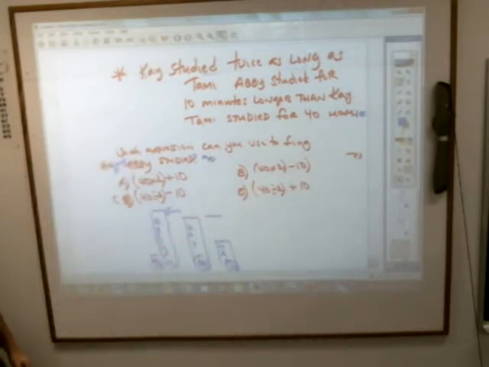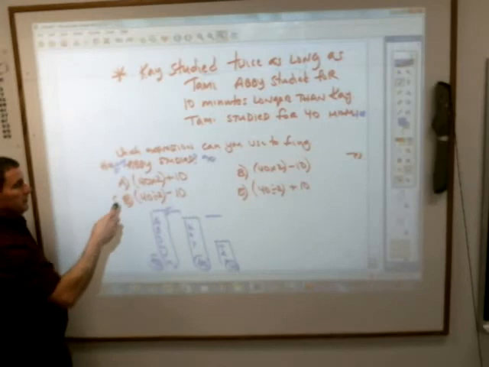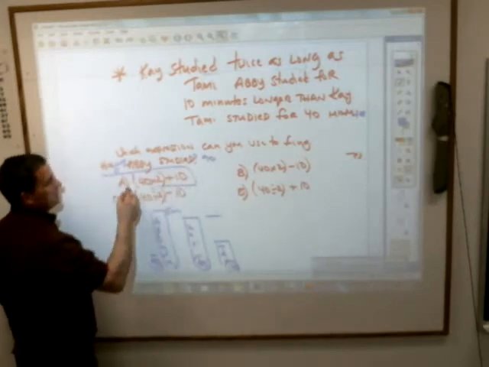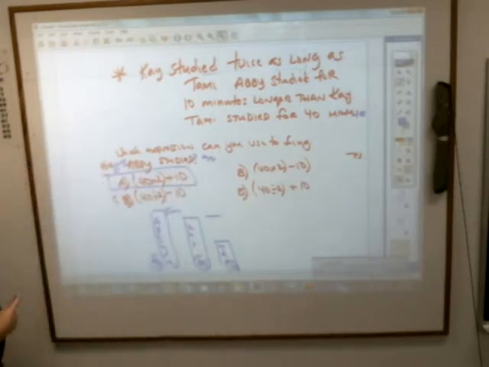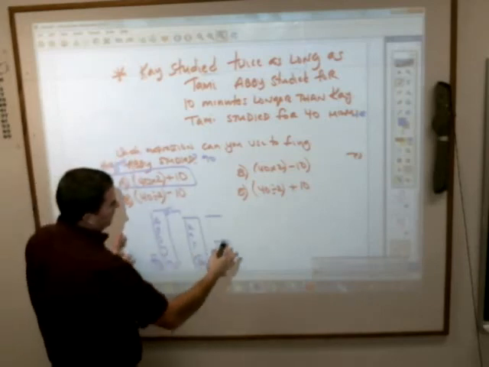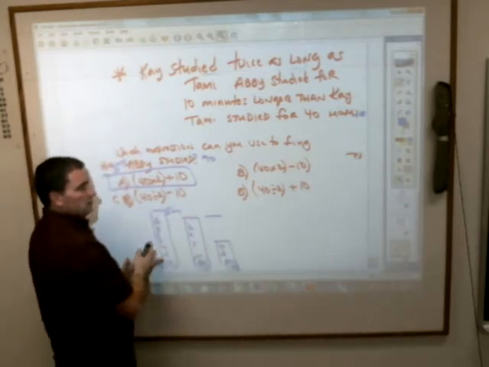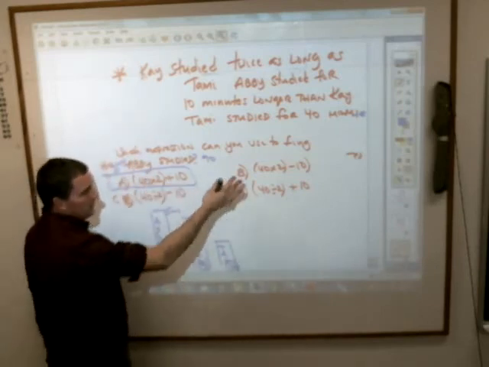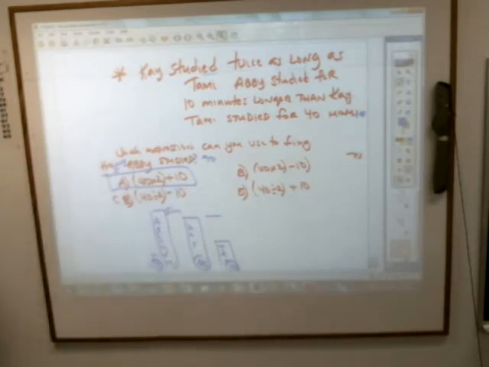Which looks like letter A: 40 times 2 plus 10. Now you didn't have to write the problem down, but when you do it in your book, sketch that out, do it out, and then see which one of these comes up to do the same thing that you did to find that answer.